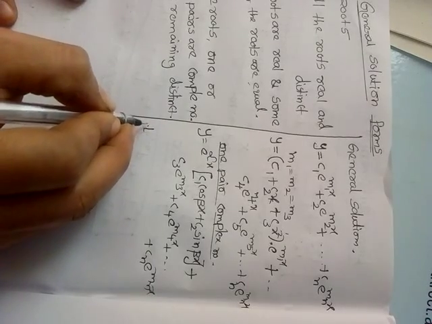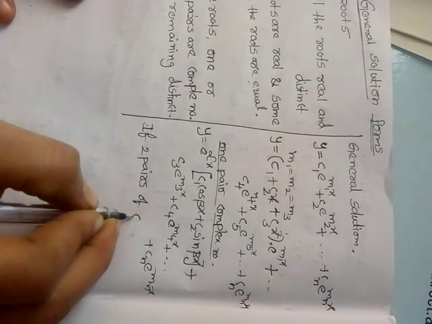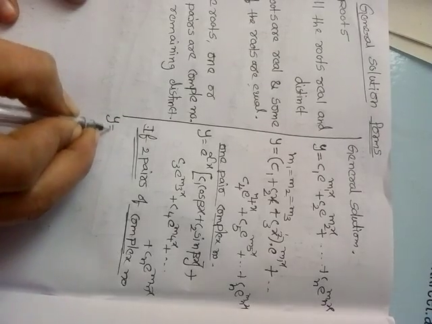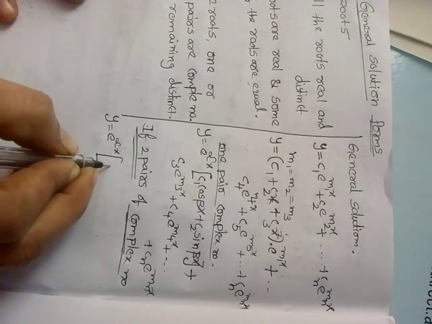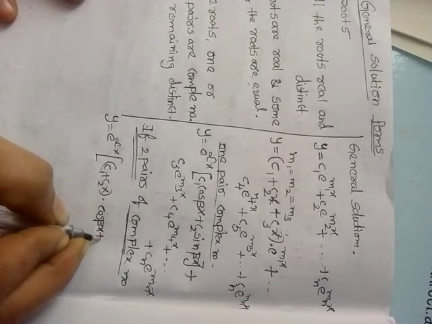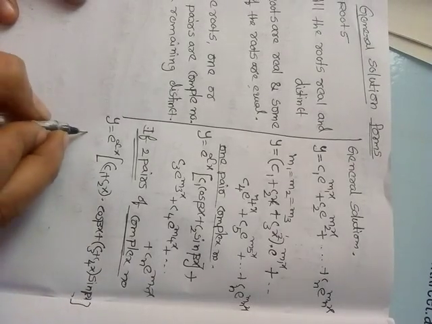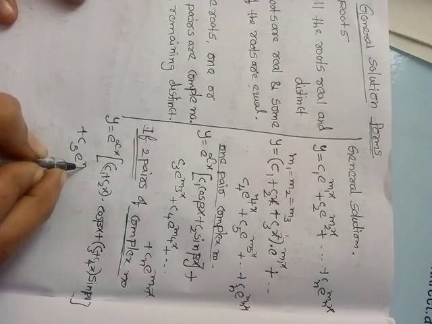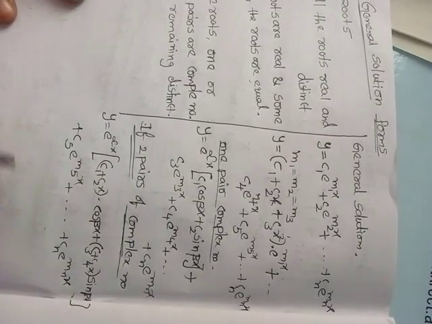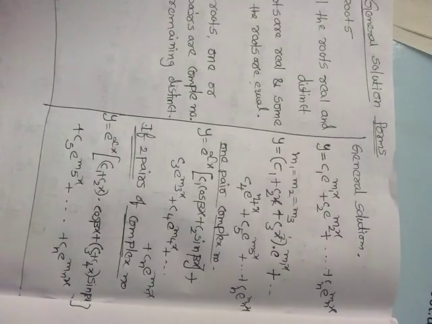If two pairs of conjugate complex roots are there, then we take the general solution as y = e^(αx)[(c1 + c2 x) cos βx + (c3 + c4 x) sin βx] + the remaining roots, c5 e^(m5 x) up to cn e^(mn x). Like this we take the general solution. Okay, now we will look at one of the problems.